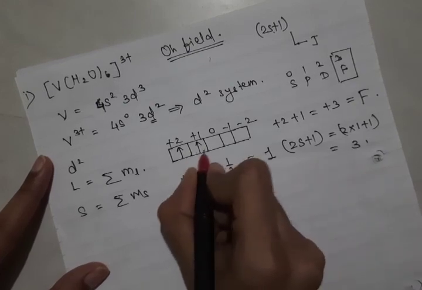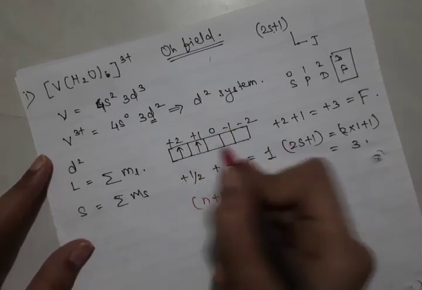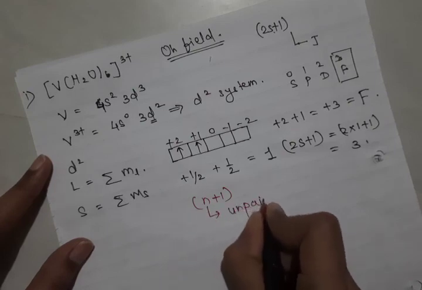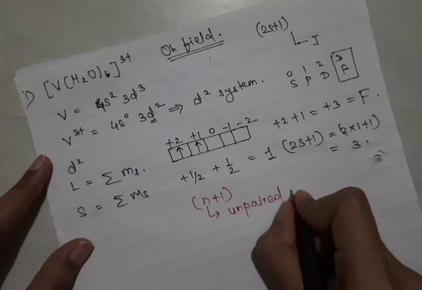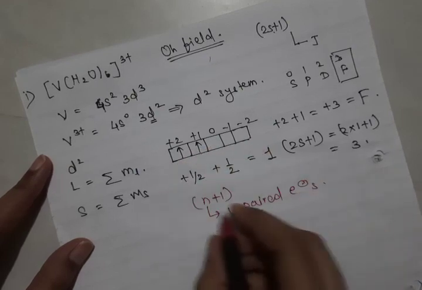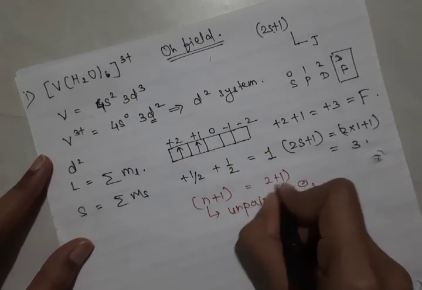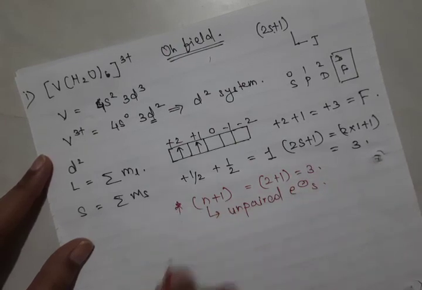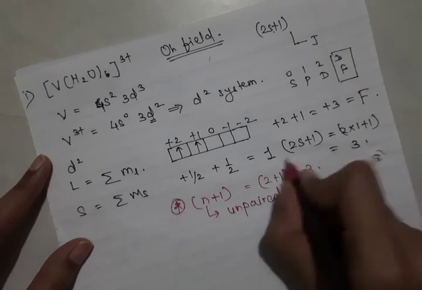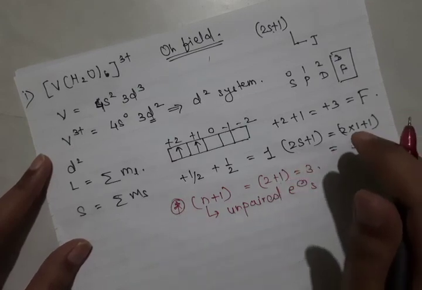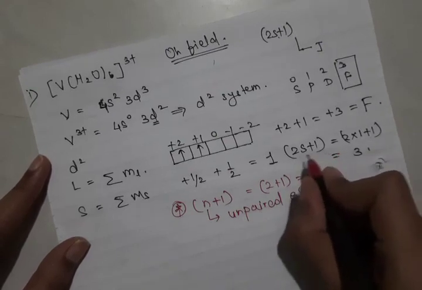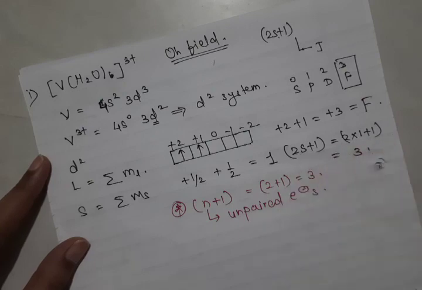So how many unpaired electrons are present? Only 2 unpaired electrons. What is n? Number of unpaired electrons. So n is 2. So n plus 1 is 2 plus 1. Again the answer is same. This is the alternative method. You can use this, or you can simply use this formula. If you forget to use the unpaired electrons, then just use this formula, twice S plus 1.